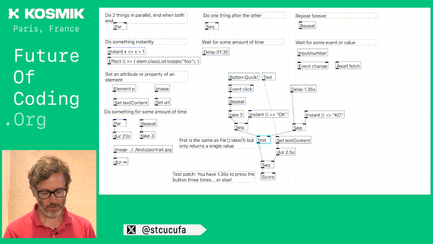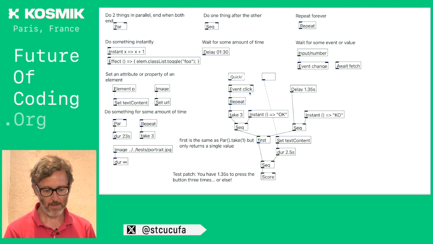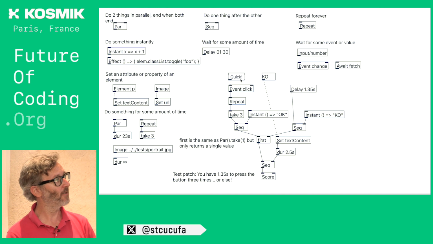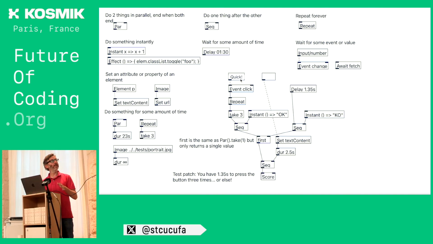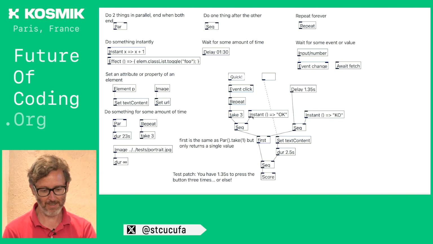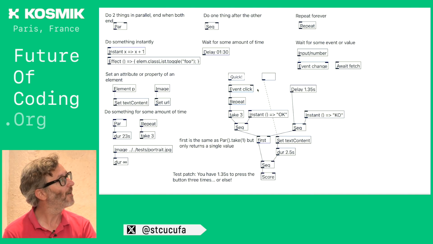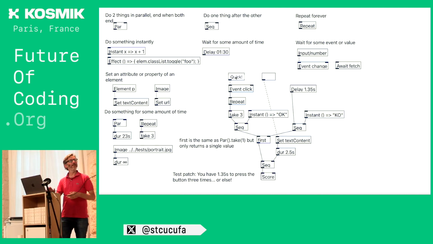So let's see it in action. I press play. So I have this quick button. Okay, I wasn't quick enough because I was explaining. So it said KO because I didn't click it. So let's try again. I will move closer. Okay, 1, 2, 3. Ah, still not fast enough. Okay, one more time. 1, 2. Okay, I made it this time.